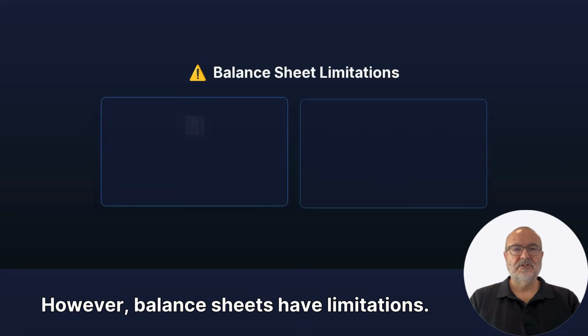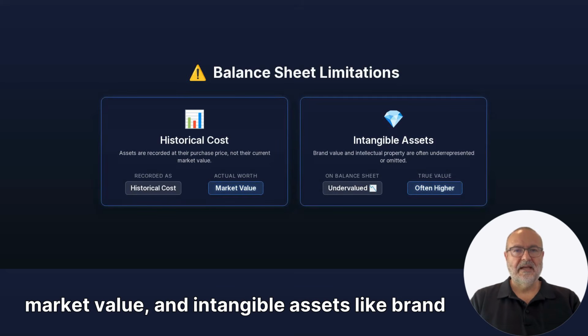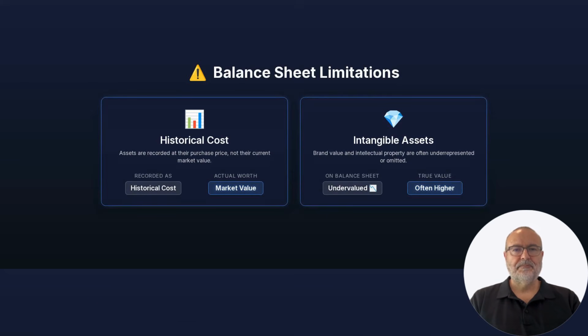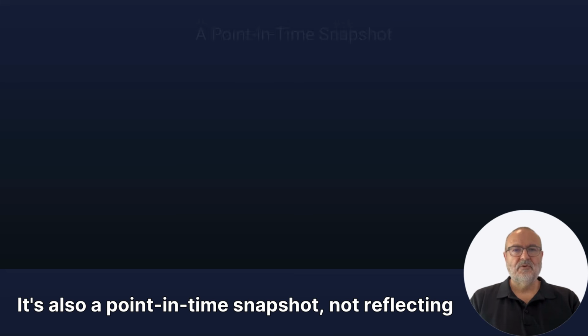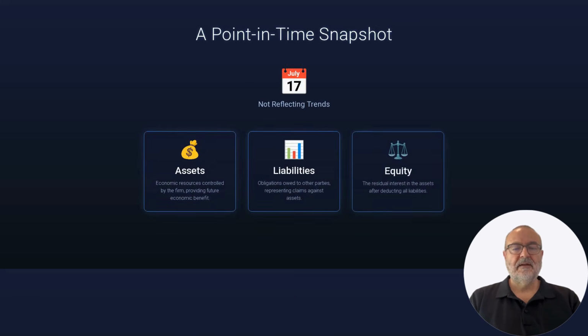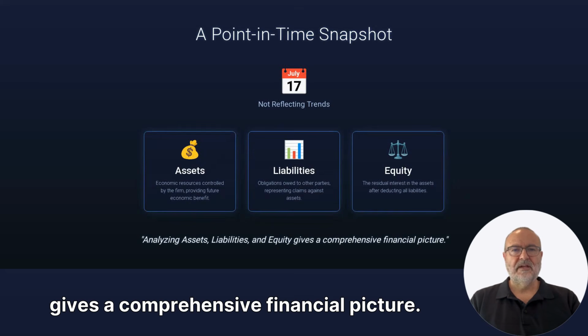However, balance sheets have limitations. Assets are recorded at historical cost, not market value, and intangible assets like brand value may be underrepresented. It's also a point-in-time snapshot, not reflecting trends. Despite these, analyzing assets, liabilities, and equity gives a comprehensive financial picture.